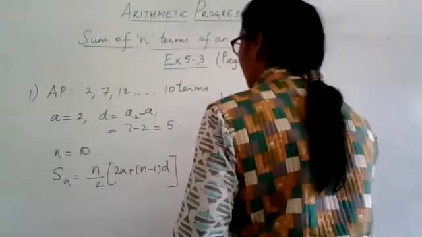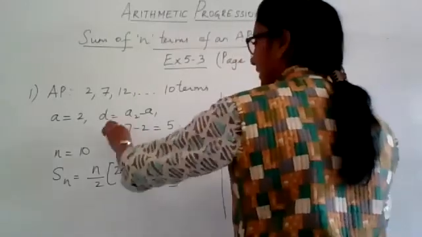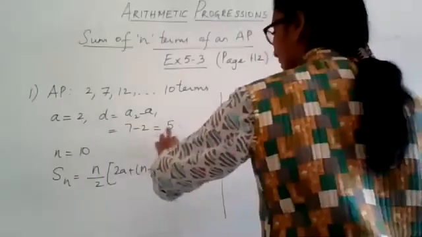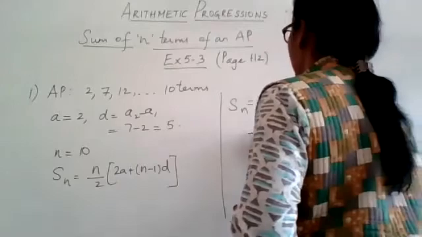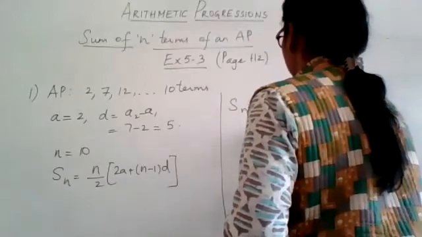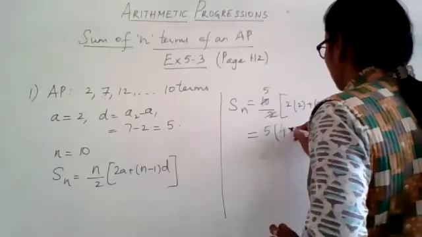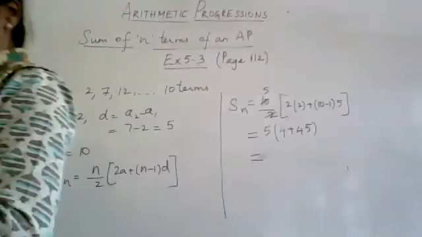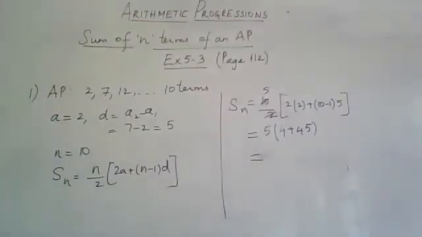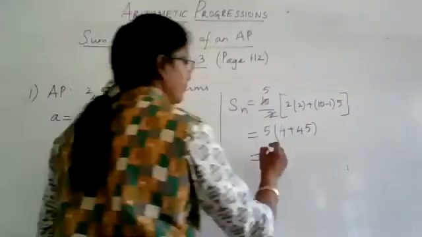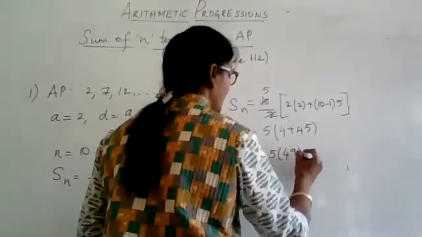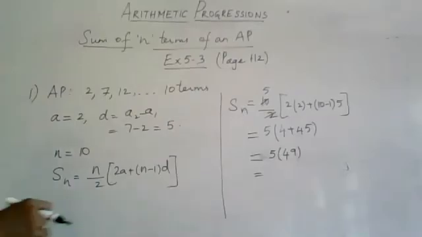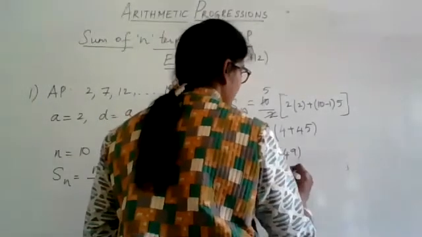n by 2 will be 10 by 2. 2 times a is 2 times 2, plus n minus 1 is 10 minus 1, times d is 5. Just a mere substitution. This will become 5 times, 2 into 2 is 4, plus 9 into 5, 45. I hope you are understanding the steps. So it becomes 5 times 4 plus 45, which is 5 times 49. And hence, the sum of the first 10 terms will become 5 into 49, which will be 245.